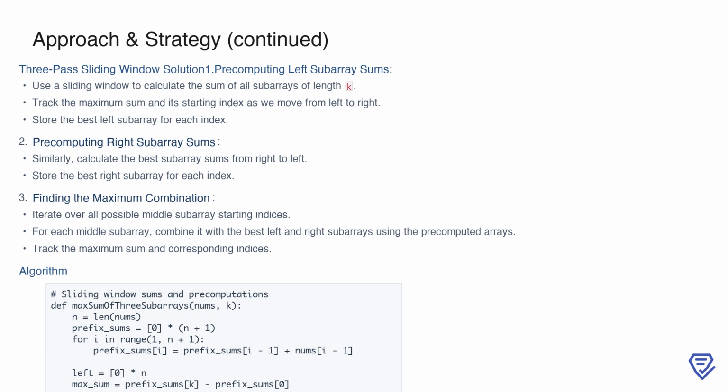With these pre-computations in place, we then evaluate all possible positions for the middle subarray. For each middle subarray, we combine it with the best left subarray and the best right subarray using the pre-computed results. This ensures that we efficiently find the combination of indices that maximizes the total sum. The sliding window approach is implemented with an O(n) time complexity, making it highly efficient even for large arrays.